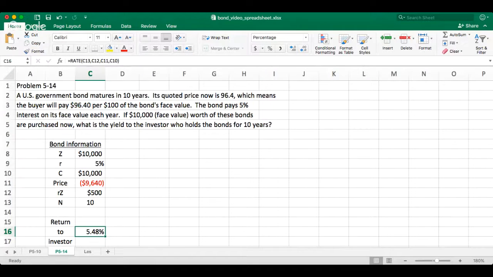So the purchaser of this bond, it's a 5% bond, but because the purchaser pays less than face value, the yield to the purchaser or investor is greater than the bond rate. It's a little bit greater than the bond rate, and that difference is all because the price paid was less than the face value of the bond.